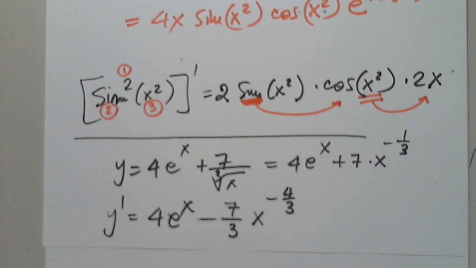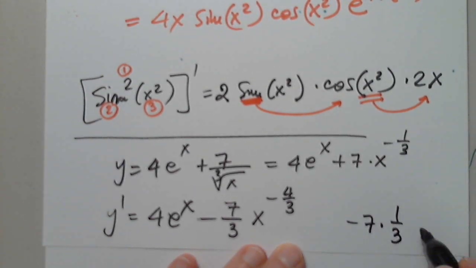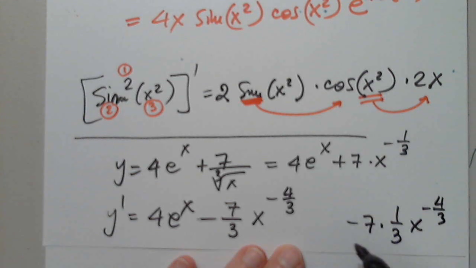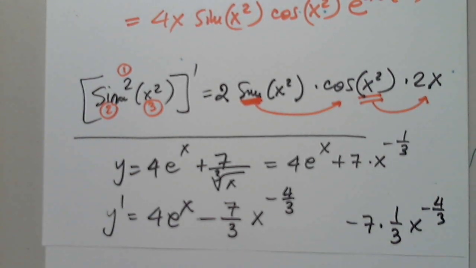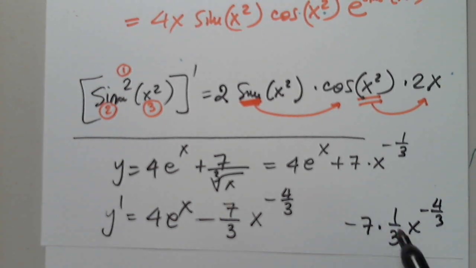If you don't want to write it like this, you can write it like this: negative 7 times 1/3 times x to the negative 4/3. We don't write it like this, but you can. So 7 and 4 have nothing to do with anything. But we don't like to write it like this because we write it as negative 7/3. Is that okay? Yes, thank you.